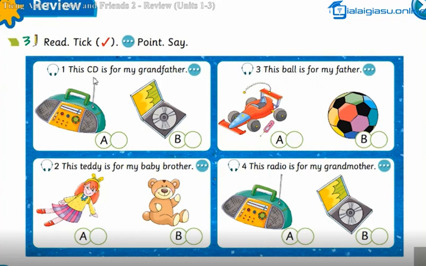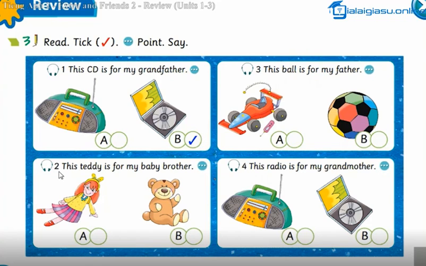Number 1. Let's read. This CD is for my grandfather. Oh, CD. So picture A or picture B is CD? Is picture B. Good job.